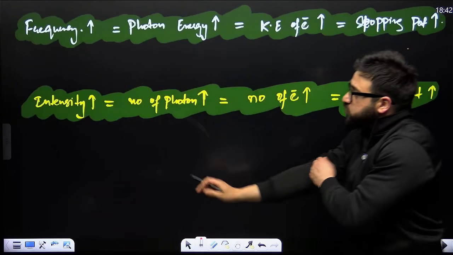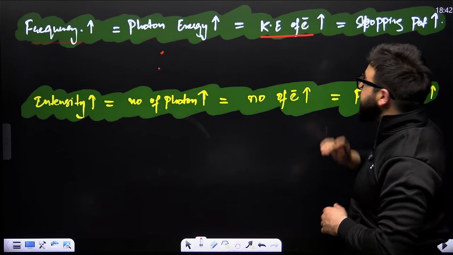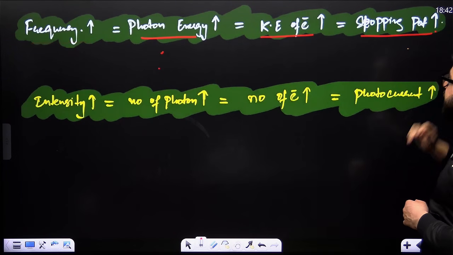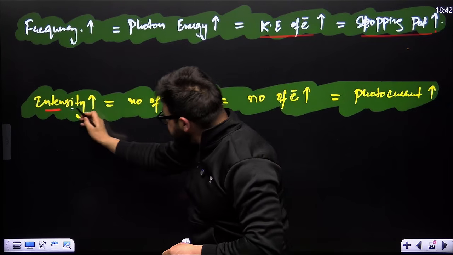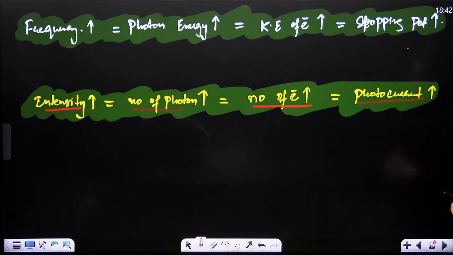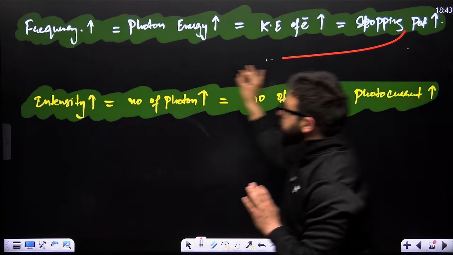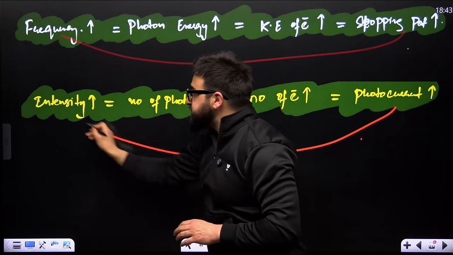Then, my dear NEET aspirants, one more important thing. Frequency is directly proportional to photon energy. Photon energy is directly proportional to the kinetic energy of the electron, which is directly proportional to the stopping potential. Similarly, intensity is directly proportional to the number of photons, which is directly proportional to the number of electrons, which is directly proportional to the photocurrent. One thing I want you to remember: stopping potential has a relation with frequency, and photocurrent has a relation with intensity.